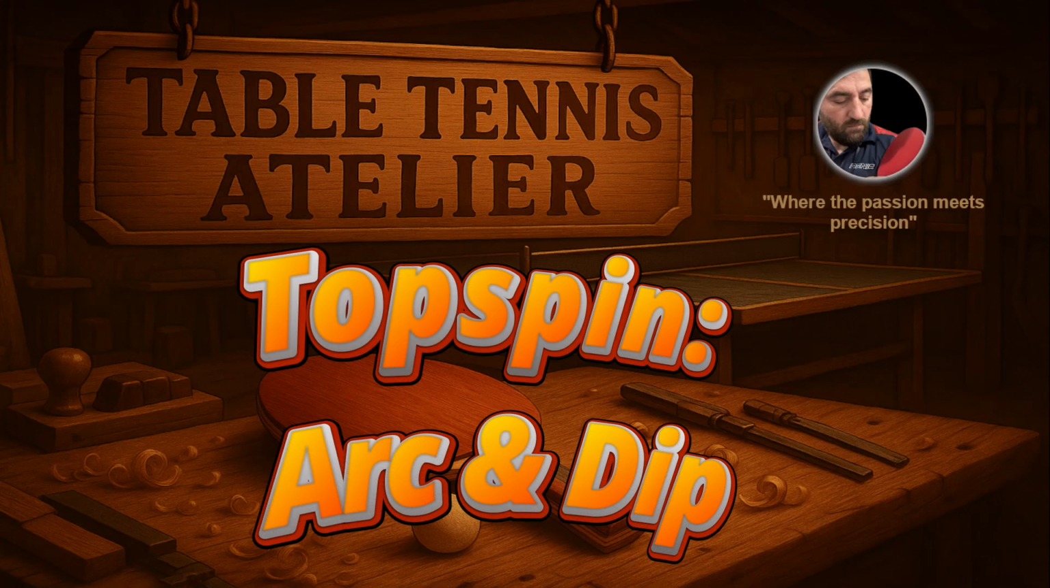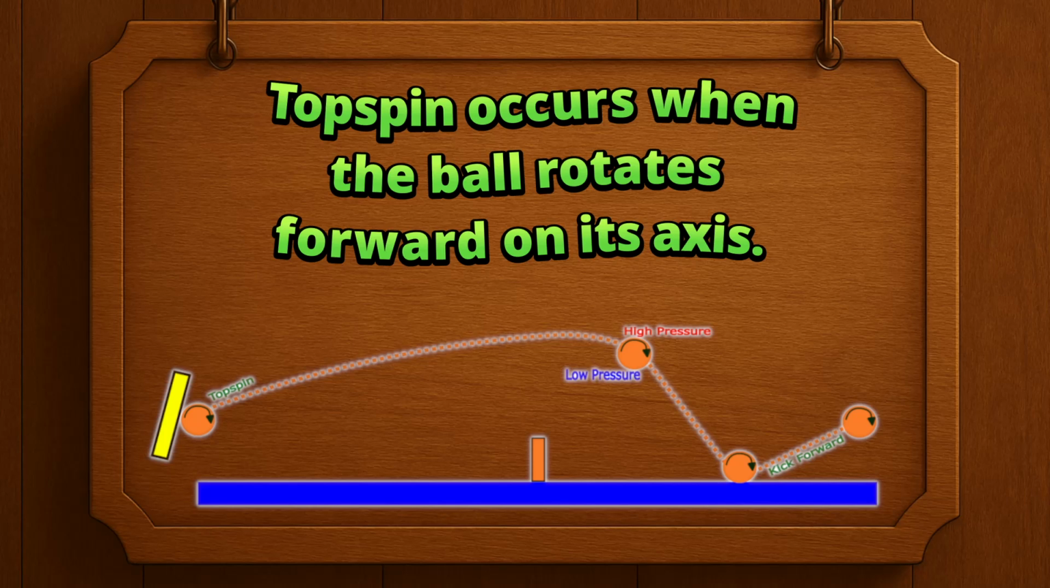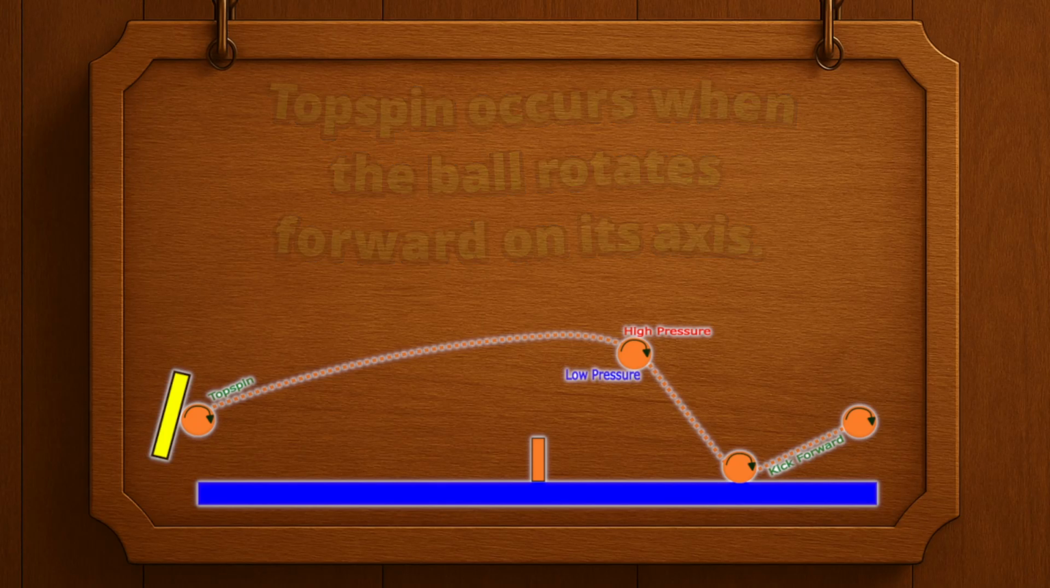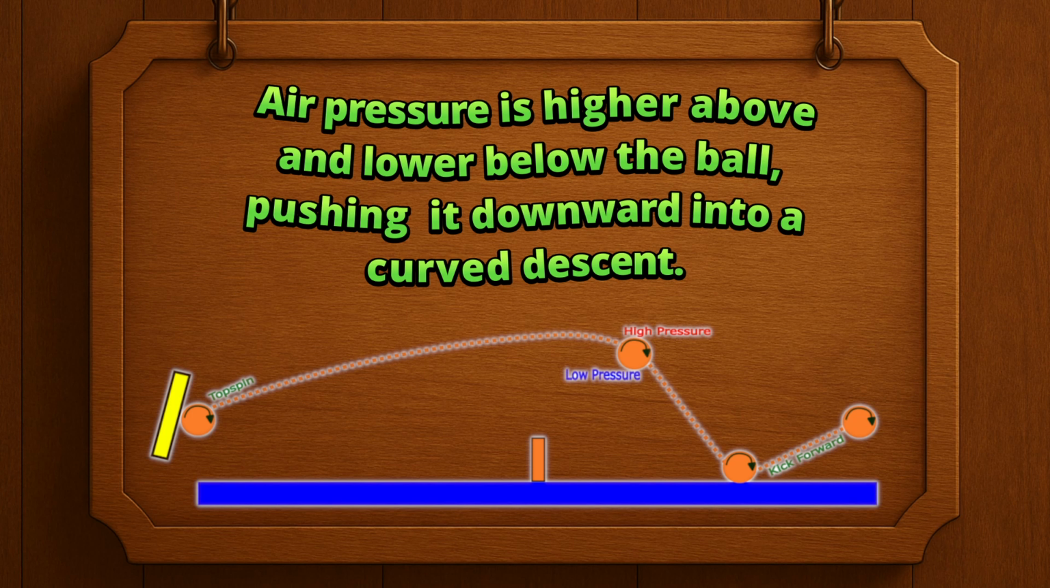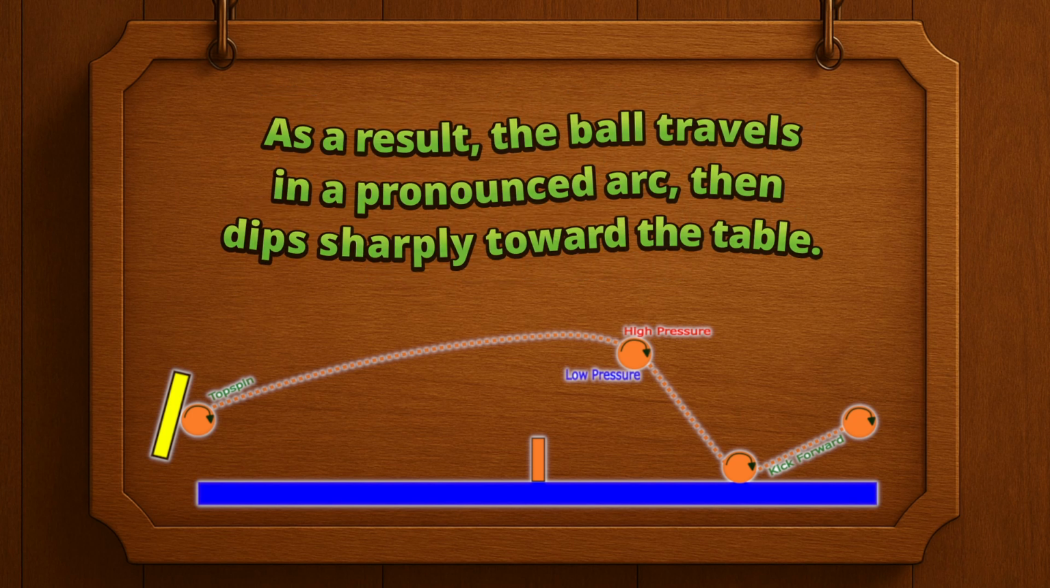Topspin, arc and dip. Topspin occurs when the ball rotates forward on its axis. This creates a downward Magnus force. Air pressure is higher above and lower below the ball, pushing it downward into a curved descent. As a result, the ball travels in a pronounced arc, then dips sharply toward the table.